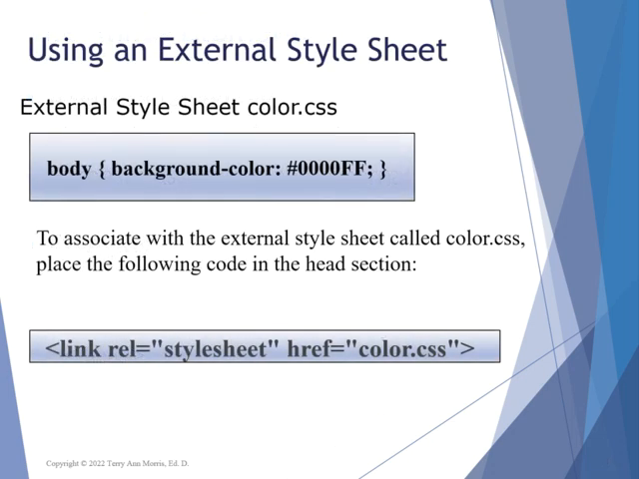Using an external style sheet. First of all, within the style, we're going to declare the selector, which is the body. Then within the brackets, we have the property name and property values, such as background color and the background values. To associate with the external style sheet called color.css, we have to place the following code, which is link space rel equals in quote stylesheet space href equals in quote color.css within the head section as seen on the slide.